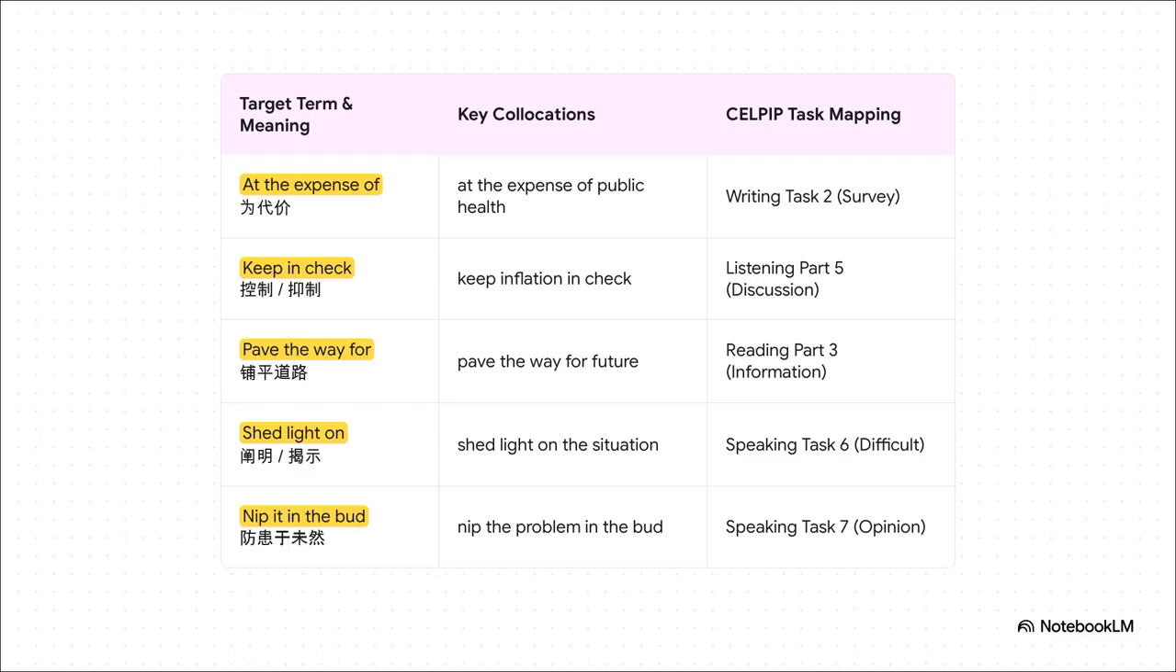And finally, nip it in the bud. 防患于未然. If a community dispute arises, show off that elite lexical depth in task 7 by suggesting we nip the problem in the bud before it escalates.